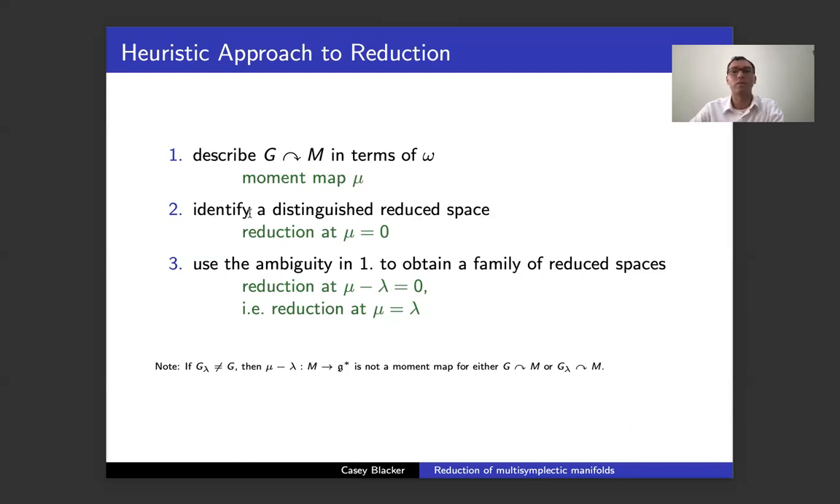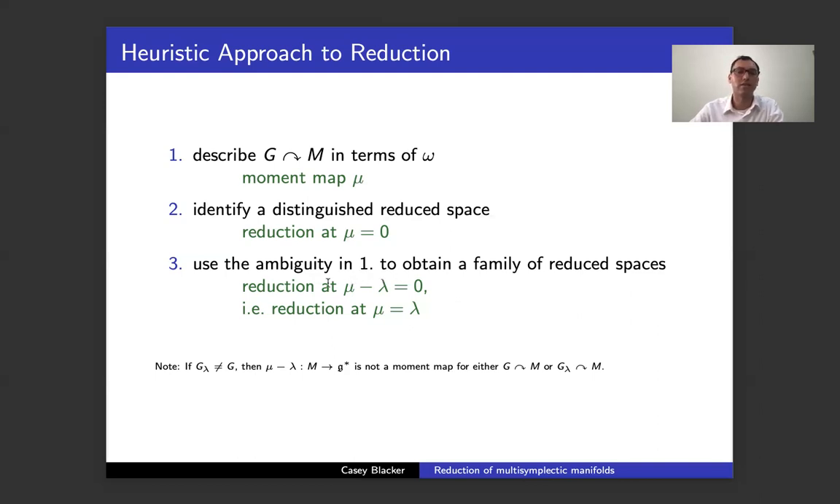The second step that we might identify in this procedure is to pick out a distinguished reduced space. So we might say that that would be reduction at the parameter 0 in the dual Lie algebra. And then third, we can exploit the ambiguity in the construction of the moment map. So we can leverage the ambiguity in the choice of the moment map in order to obtain not just one reduced space, but a parameterized family of reduced spaces.